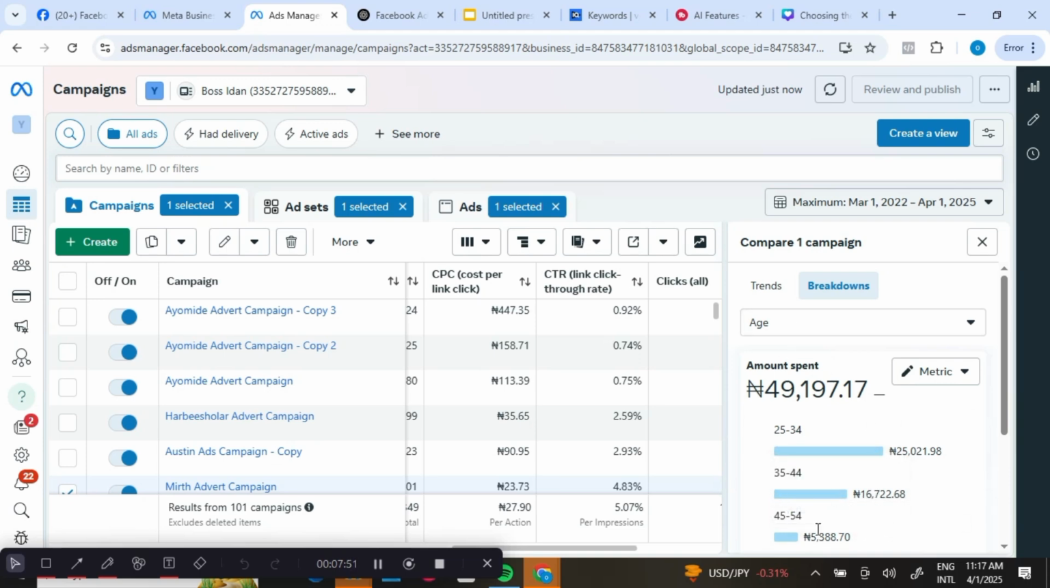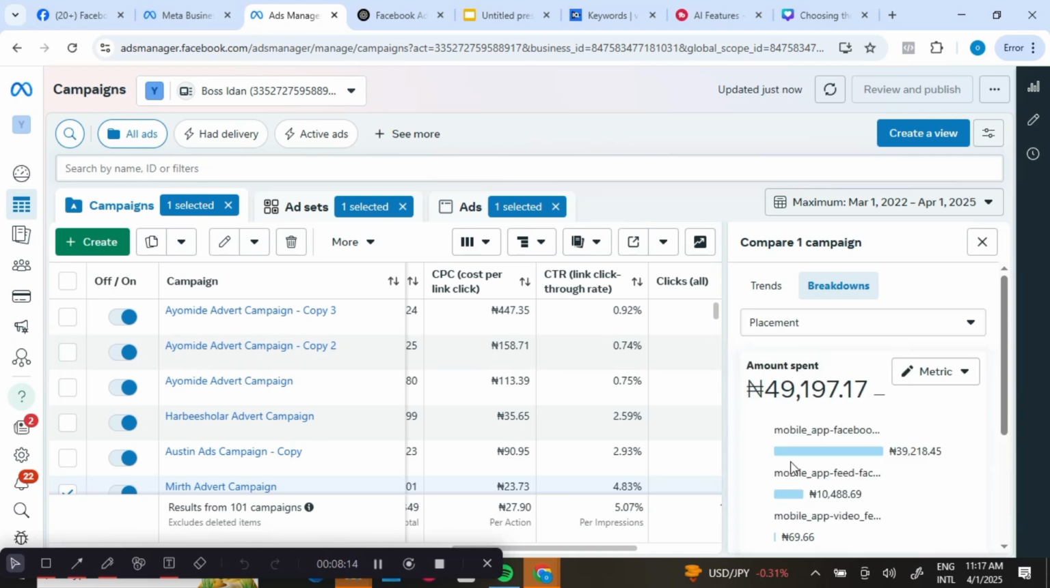So with this information now, I can say, okay, for my next ad, if I want to scale this ad, I will just target from age 25 to 34. These are the most primary audience I have, right? We can check another one, gender. Which gender is engaging with my ad the more? Male. You can see that.